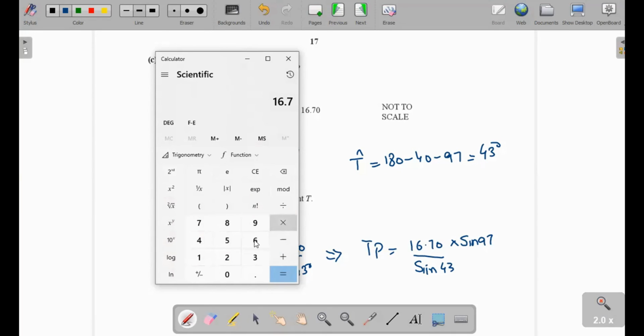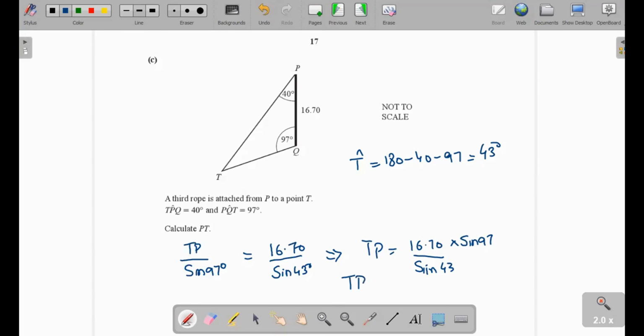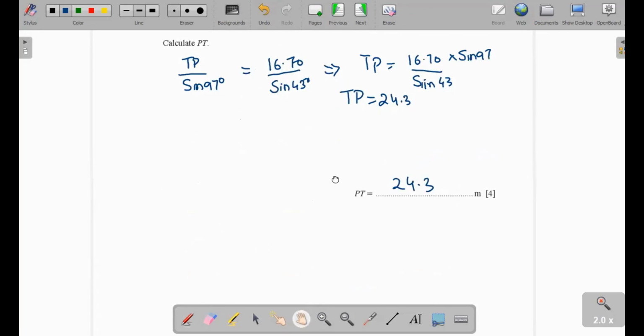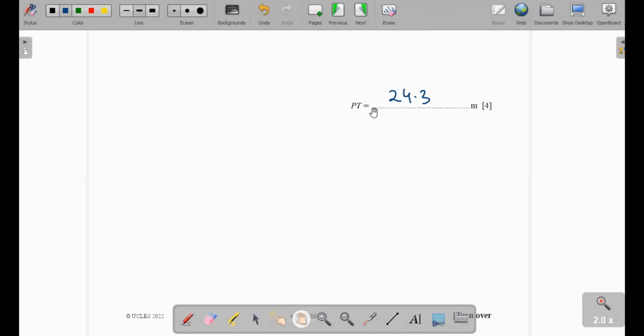16.7 multiplied by sine 97, divided by sine 43, that is equal to 24.3. Now the PT length is 24.3. Now we have this value here, 24.3. Okay. Next question, we go to the next question.